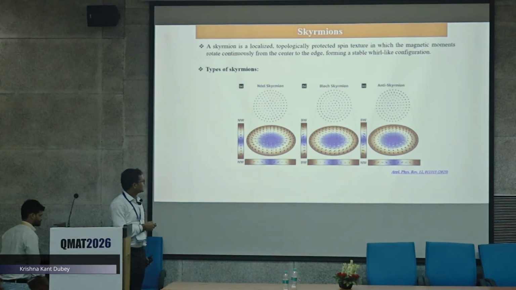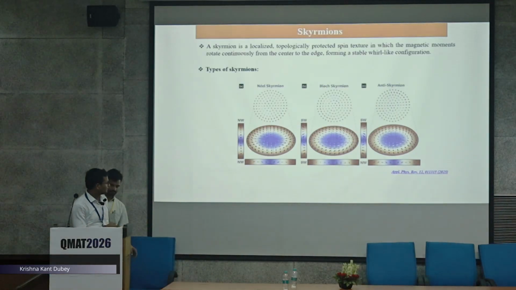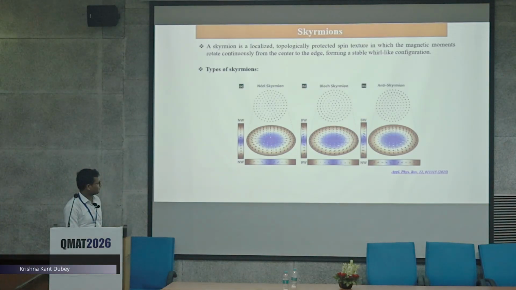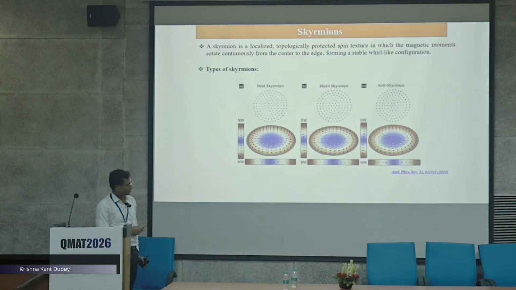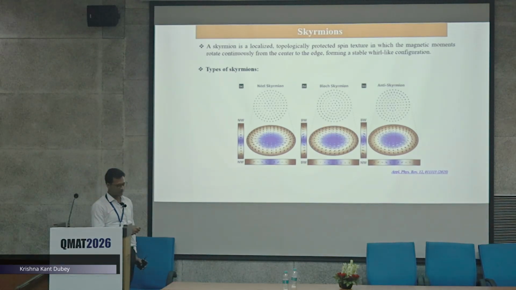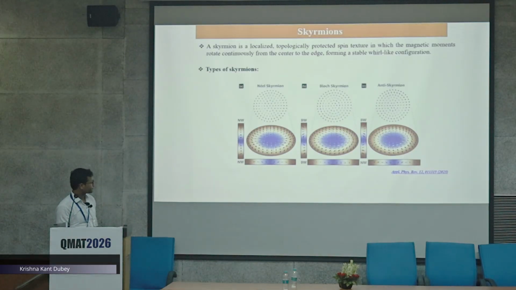In the Neal-Skyrmion, the center spin rotates along the radial direction to the periphery of the Skyrmion, while in the block Skyrmion, the spin rotates tangentially around the Skyrmion, and in the anti-Skyrmion, it is a mixture of both Neal and block Skyrmion.